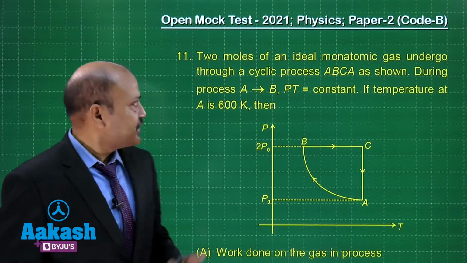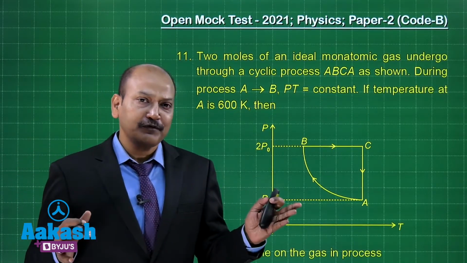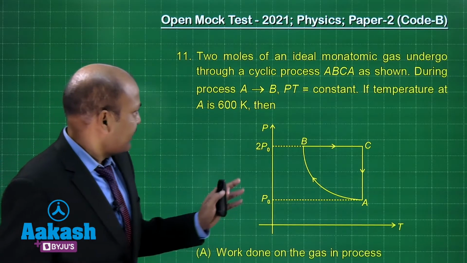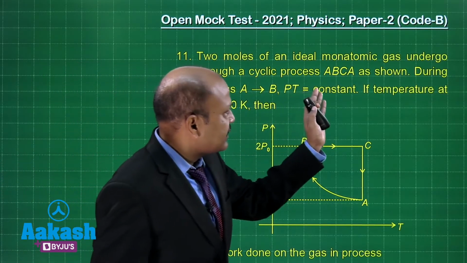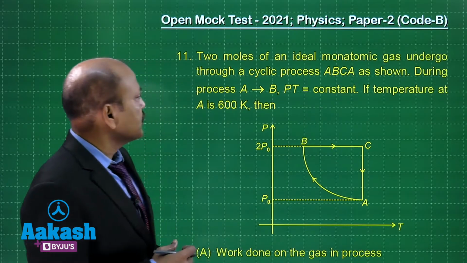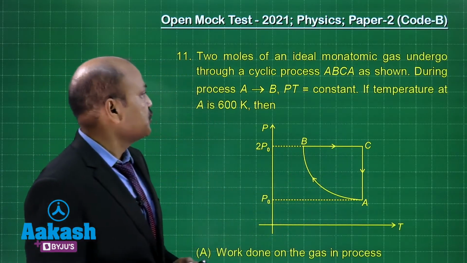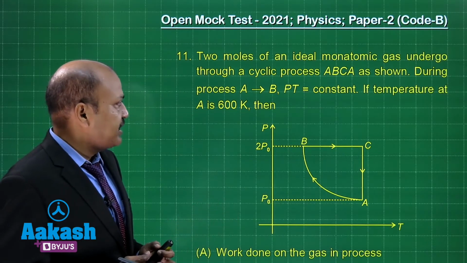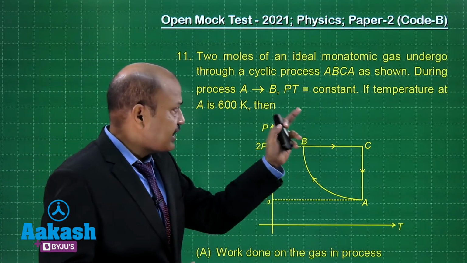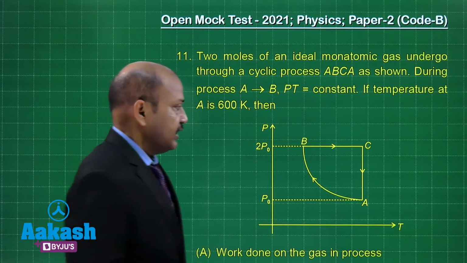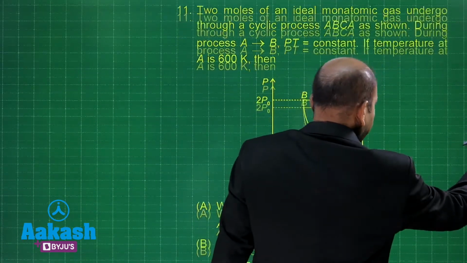Well students, question 11 is based on the concepts of thermodynamics and kinetic theory of gases. It says 2 moles of an ideal monatomic gas undergo a cyclic process ABCA as shown. During process AB, Pt is constant. If temperature at A is 600 Kelvin, then the options are here.